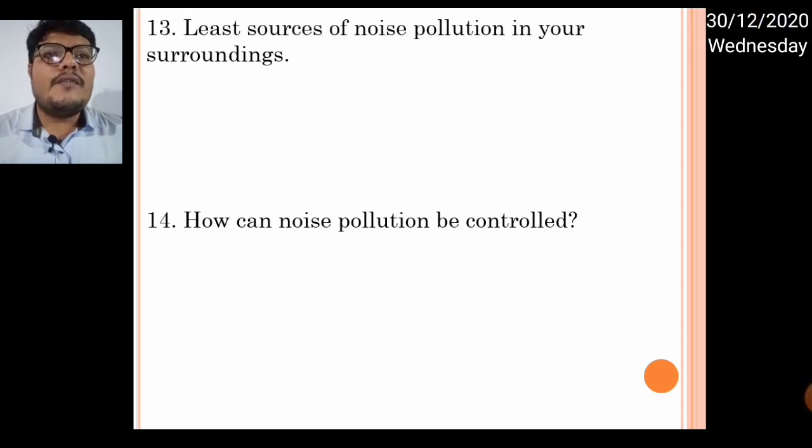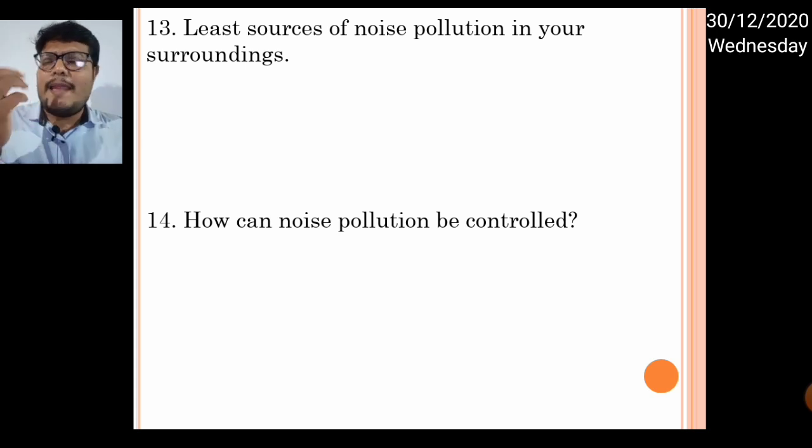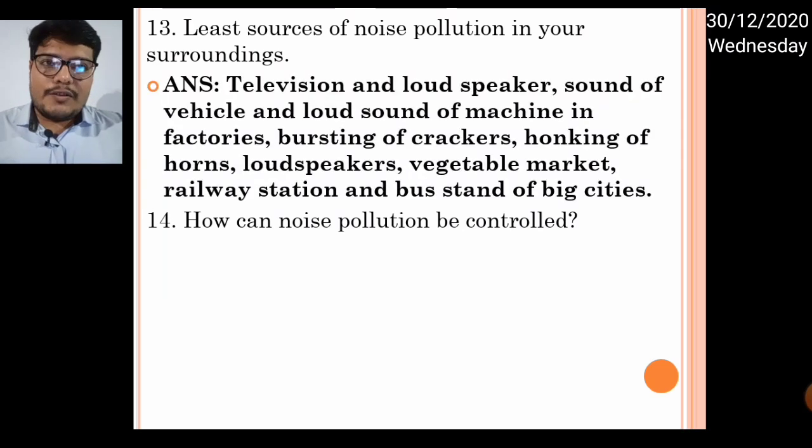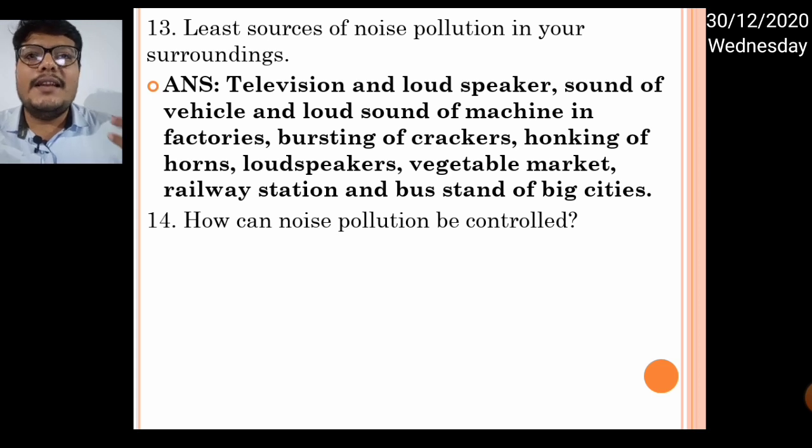List the sources of noise pollution in your surroundings. In your surroundings there are many kinds of things, like horns of vehicles, trains if you are living nearby a railway station, loudspeakers if you are living nearby a bus station, firecrackers, and many more. So that list you have to write. See here: television and loudspeaker, sound of vehicles, loud sound of machines and factories, bursting firecrackers, honking of horns, vegetable market, railway station, bus stand, in big cities. This is the list.